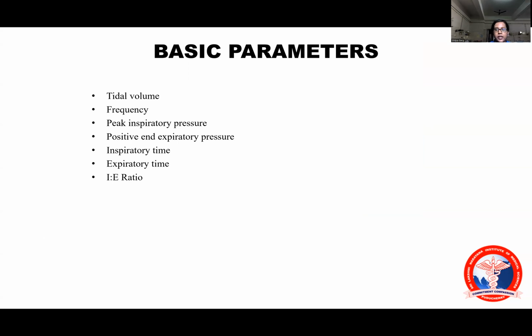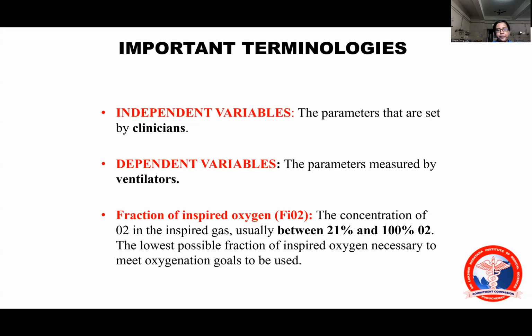So, what are the parameters in a mechanical ventilator? Tidal volume, respiratory rate, which is nothing but the number of respirations we take or provide per minute, which we label as frequency here. Then we have peak inspiratory pressures, positive end expiratory pressure, inspiratory time, expiratory time, and the ratio between these two, the inspiratory expiratory ratio.